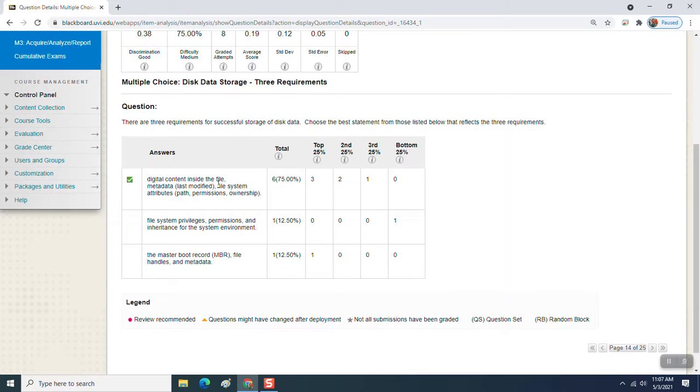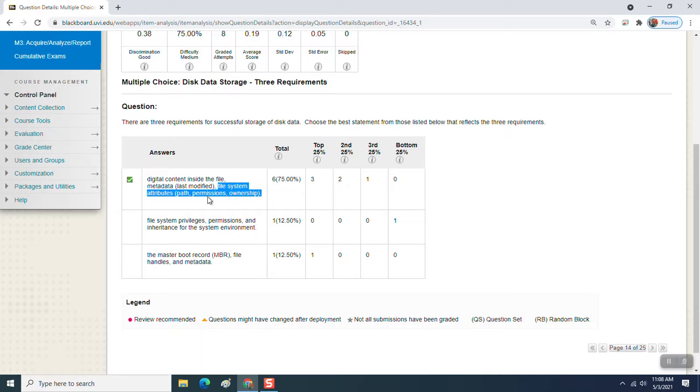And of course there are file system attributes like where the file is stored, the permissions assigned to the file, and the ownership. So you need metadata and you need file system attributes. Specifically, is it read-only? Is it executable? Is the archive bit set? Those are things that are important. So there are 3 components for disk data. It's in your study guide, listed 1, 2, 3, and it talks about each of those.